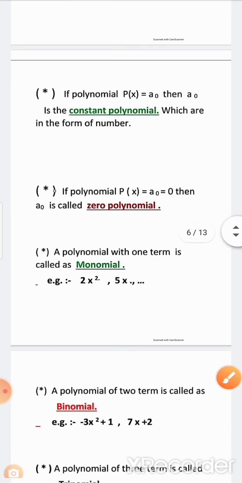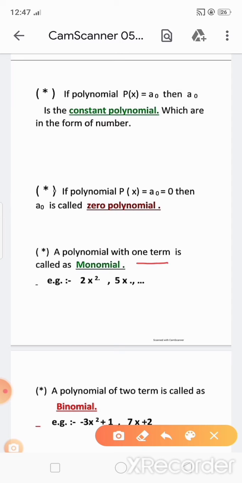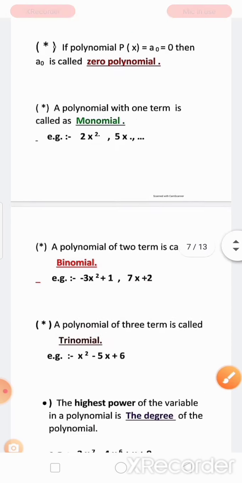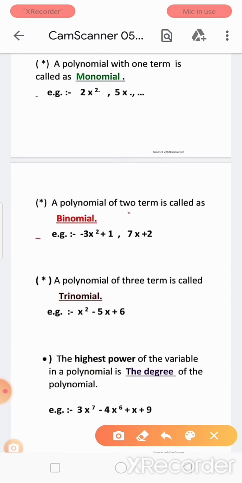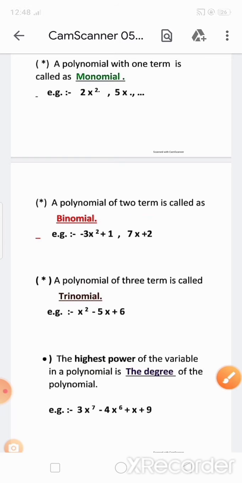Next, a polynomial with one term is known as a monomial. For example, 2x square, 5x and so on. Next, a polynomial of two terms. If a polynomial has two terms, then this polynomial is called a binomial. For example, minus 3x square plus 1. In this polynomial, the first term is minus 3x square and the second term is plus 1. Another polynomial, 7x plus 2. In this polynomial, the first term is 7x and the second term is 2. Then this polynomial is known as a binomial.